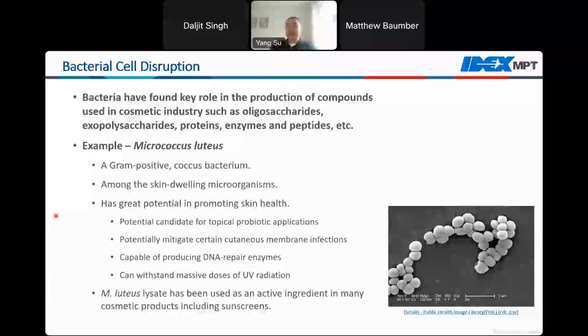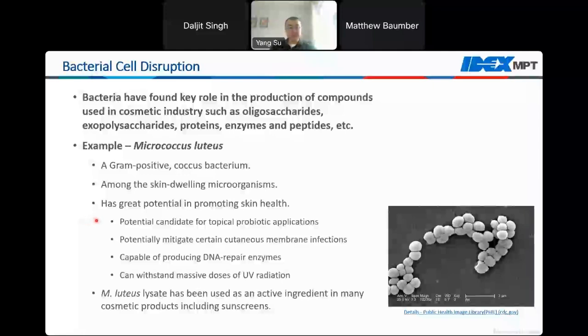Again, as I mentioned before, bacterial cells are very commonly used, and they can produce many different products. The cell of interest here is Micrococcus luteus. Micrococcus luteus is a gram-positive, spherical-shaped bacterium, hence the name coccus, representing the spherical shape. They are among the skin-dwelling microorganisms, which means they are found on human skin as well as many other places. So they have a lot of potential for promoting skin health.